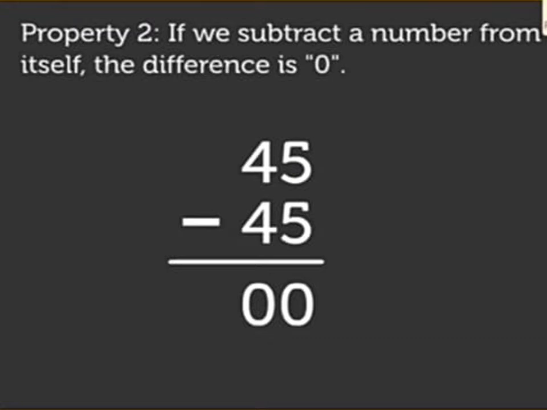Property 2. If we subtract a number from itself, the difference is 0. Here the number 45 is subtracted from 45. Starting from one's place, 5 minus 5 gives you 0. 4 minus 4 is 0. So here if the number 45 is subtracted from 45, we get the difference as 0. So it is very clear, if we subtract a number from itself, the difference is 0.